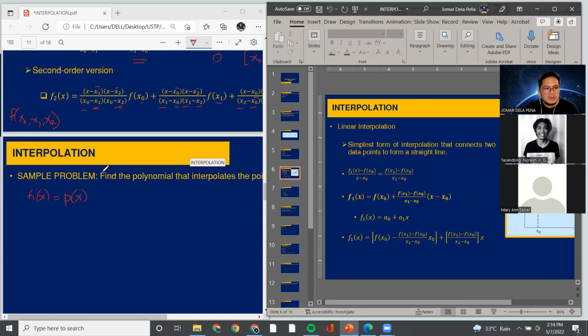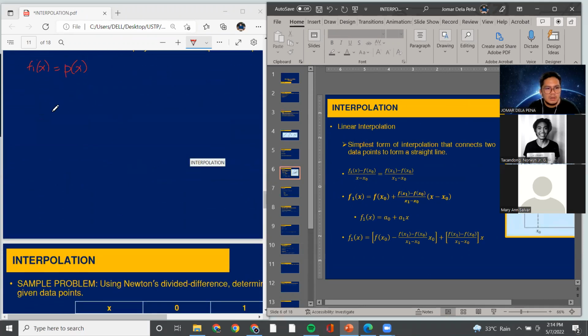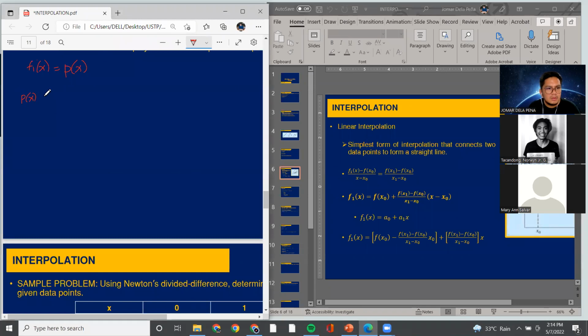So this formula here in the PPT, the reference in the PowerPoint, let's change the variables in the formula. So based upon the problem we have p of x where x is equal to 1/2. Then f of x sub 0 is equal to y sub 0, plus f of x sub 1, that is y sub 1 minus y sub 0 over x sub 1 minus x sub 0, times x minus x sub 0.